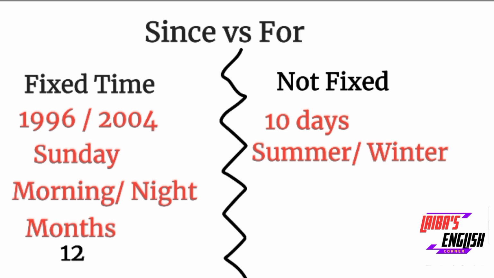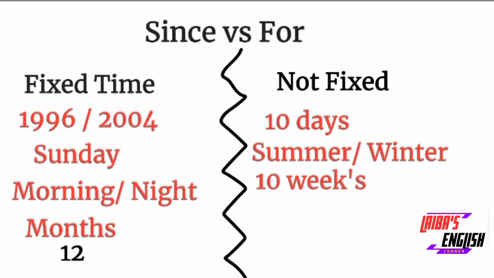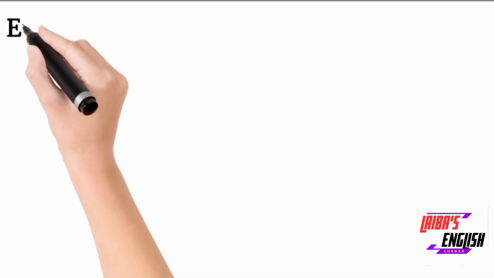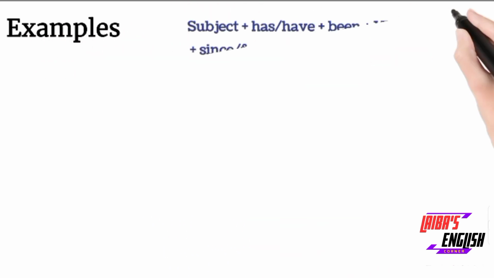Second example is summer and winter. We are not sure which summer or which winter we are talking about. Third example is 10 weeks. Which 10 weeks? 10 weeks of summer, 10 weeks of winter, 10 weeks of 1996 or 10 weeks of 2004, we do not know. Fourth example is 2 years. Which 2 years? 2018 or 19? Or are we talking about 1996 or 1997? We are not clear about that. So this was the basic difference between since and for.